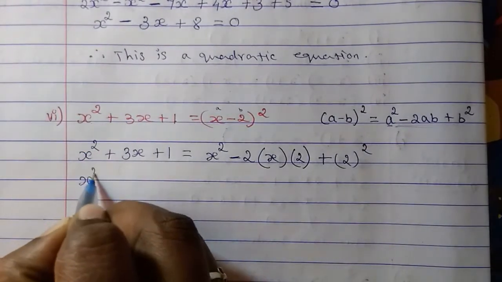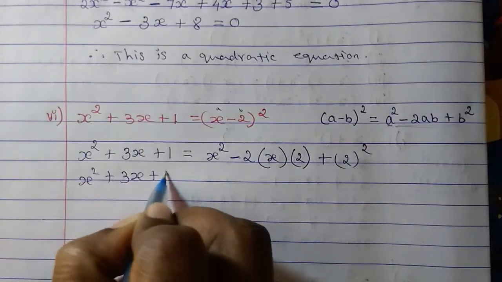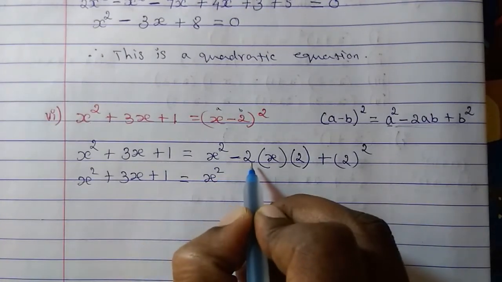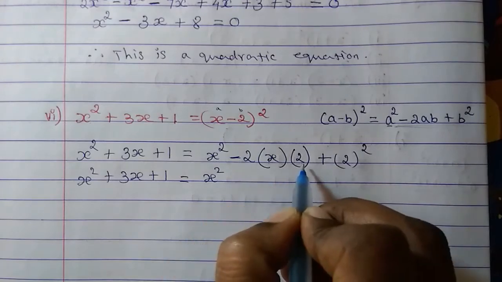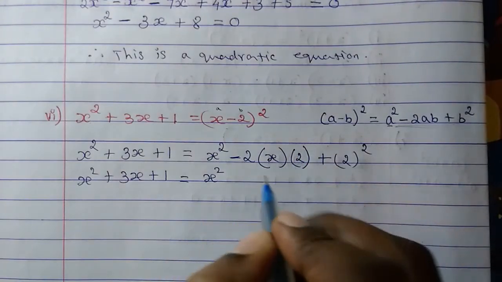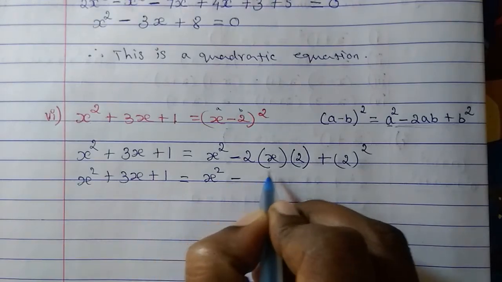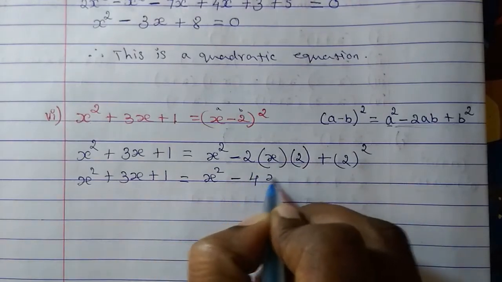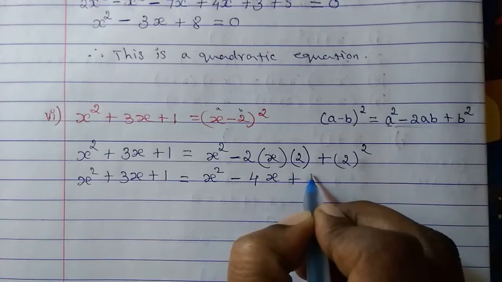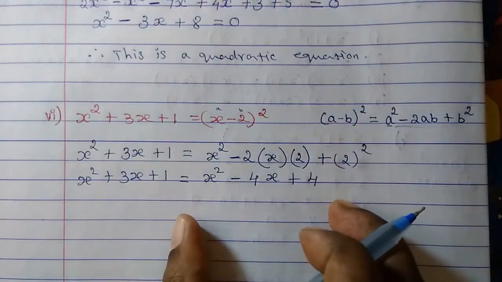Now x square plus 3x plus 1. So x square minus 2, here you have plus 2. So when you multiply, 2 2s are 4. Sign is minus, so 2 2s are 4 and x is there. Then plus 2 2s are 4. Now let's bring all the x one side.